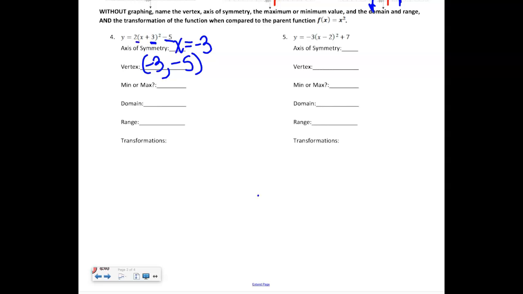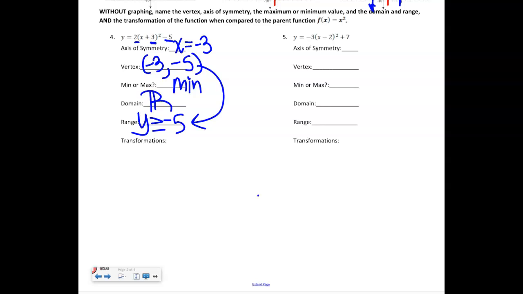Whatever's chilling here at the end, that is your y. Our a in front is positive, so that means I'm forming a u, so I have a min. My domain for all of these is going to be all real numbers. Make sure you're getting that right. And our u is going up, so that means all my y's are greater than or equal to, and reminder, it's whatever number is here.